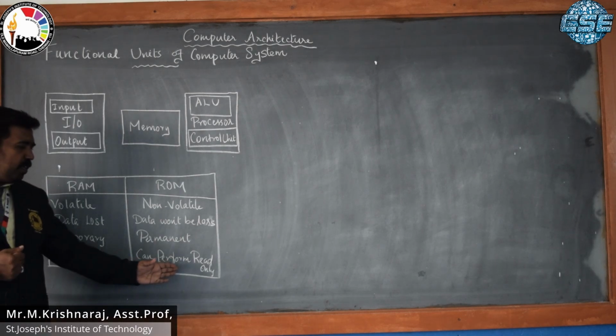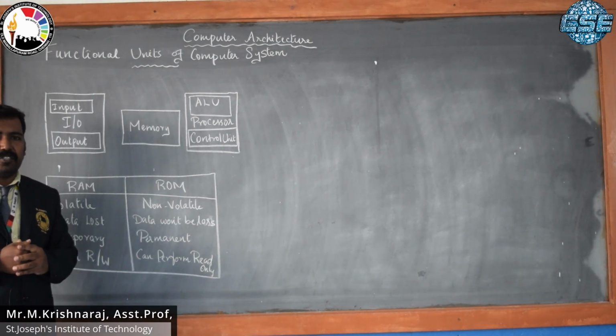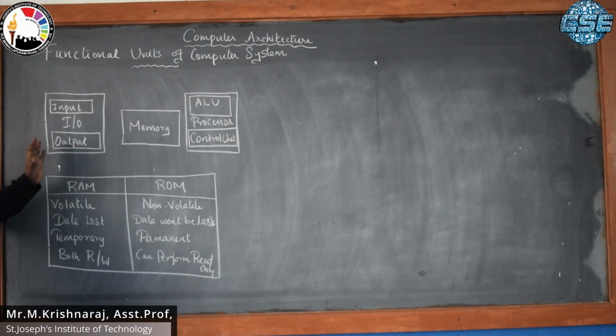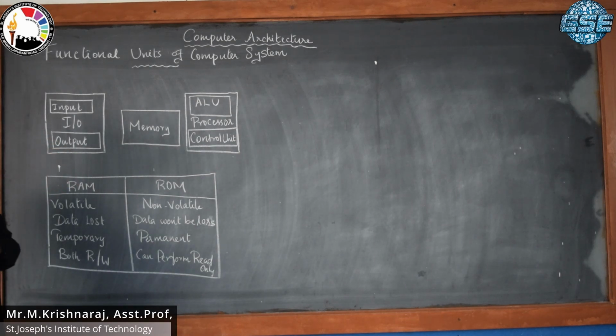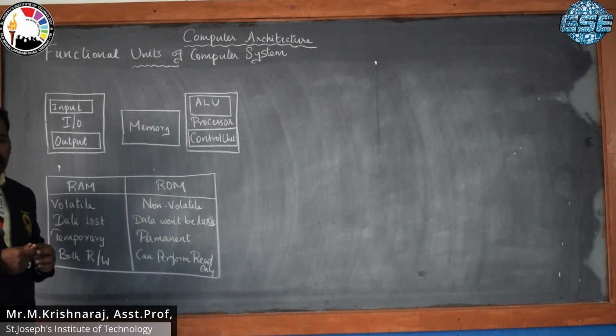ROM we are using for only read only operations. Okay, so this is all about the basic functional units of the computer system. In the further topic we will see about the classification of memory and how many types of memory are available in the computer system based on its speed, based on its storage, which will get more efficient. We will see in the next topic.